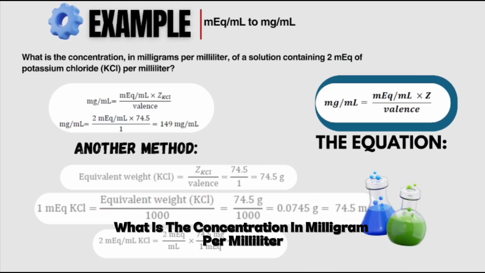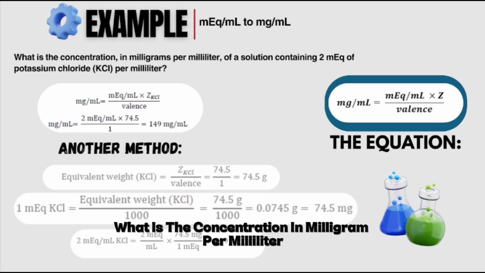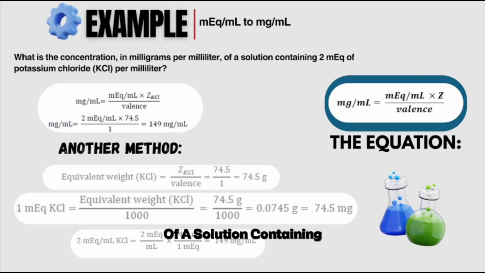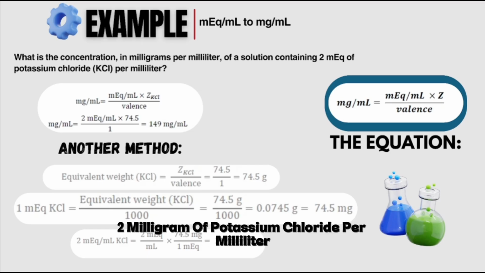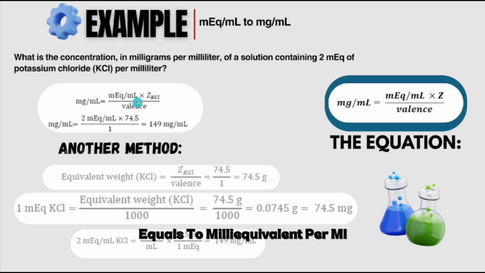Another example: what is the concentration in milligram per milliliter of a solution containing 2 milliequivalent of potassium chloride per milliliter? So the formula we have is milligram per ml equals milliequivalent per ml multiplied by the atomic weight divided by the valence. So 2 milliequivalent multiplied by 74.5 divided by 1, we get 149 milligram per ml.